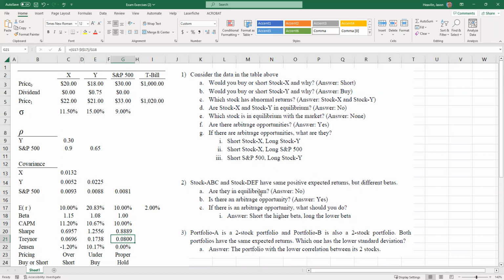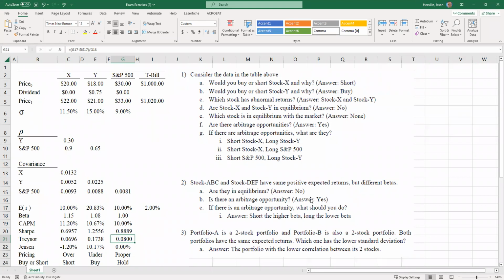So the question: are they in equilibrium? Again, we use the Treynor ratio to do that, but we don't have numbers, but that's okay. The three numbers we need for the Treynor ratio are expected return, the risk-free rate, and the beta. Now, the risk-free rate is the same for both because it's separate, so that number is going to be the same. The exercise is telling you you have the same expected returns. So the numerator of the Treynor ratio will be the same.